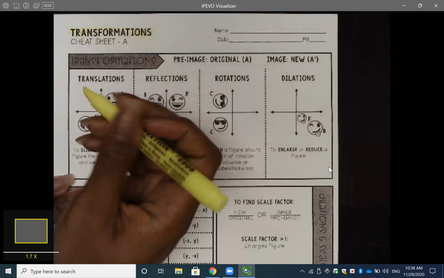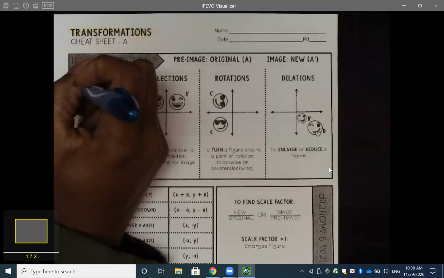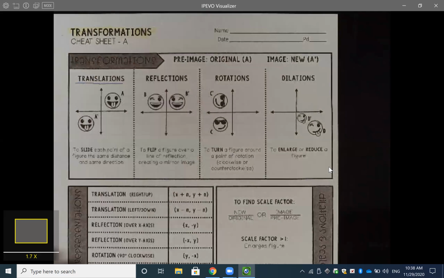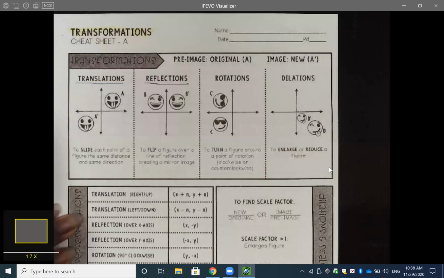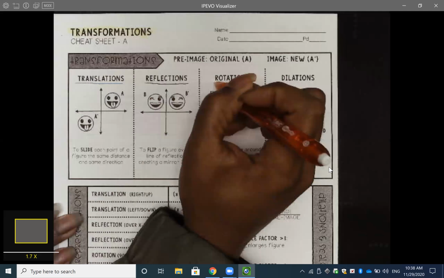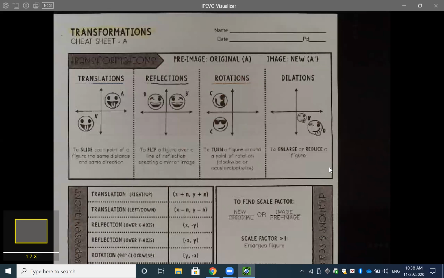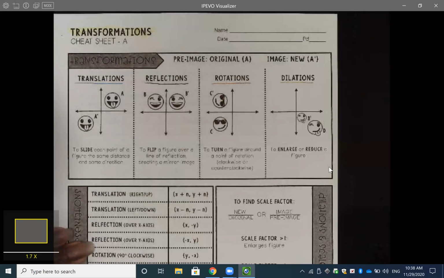We have translations, which is going to be the first topic we cover. Then we're going to move on to reflections. After reflections, we're going to move on to rotations. And after rotations, we will move on to dilations. So really quickly, let's discuss.